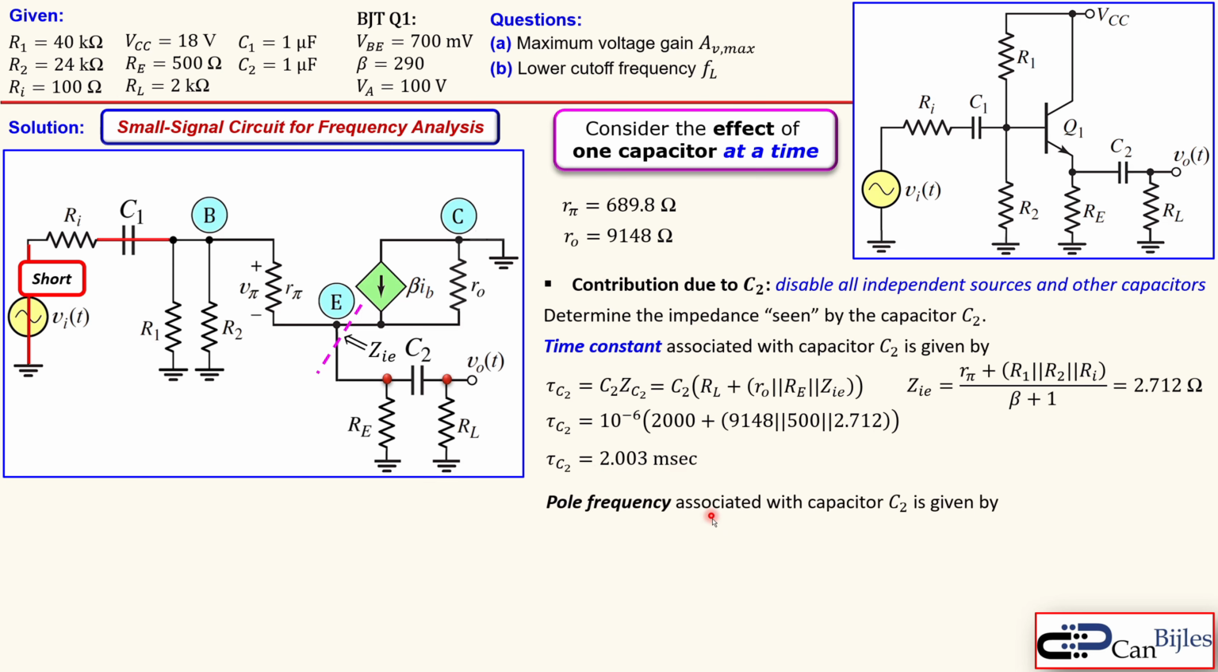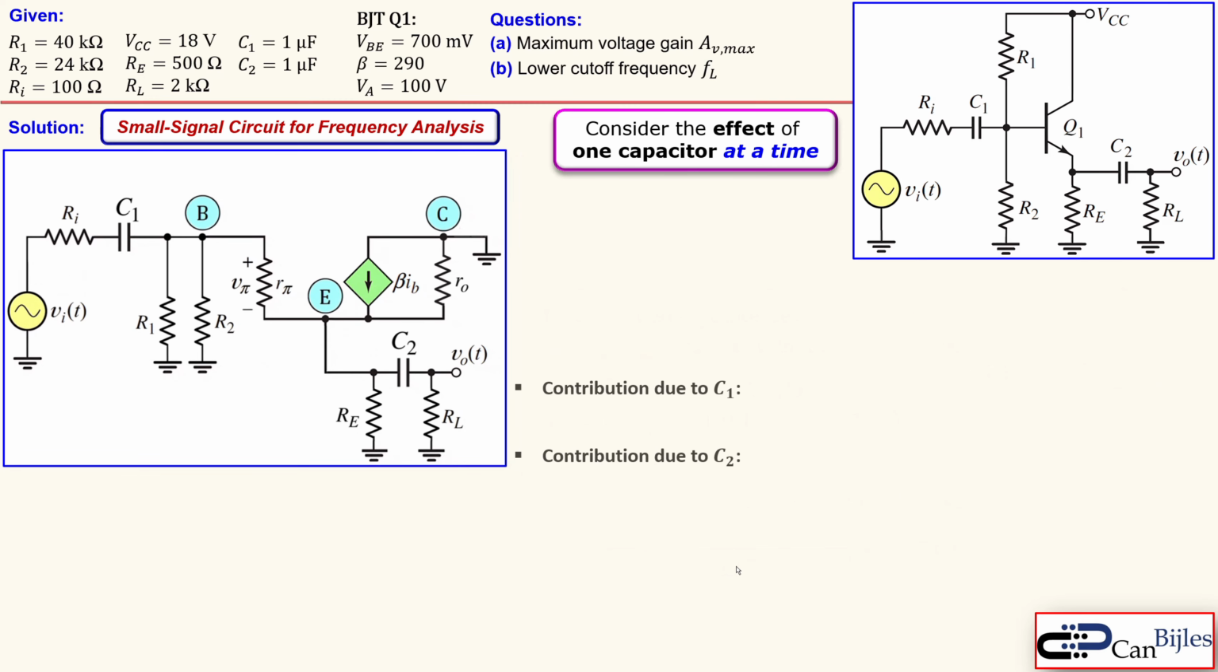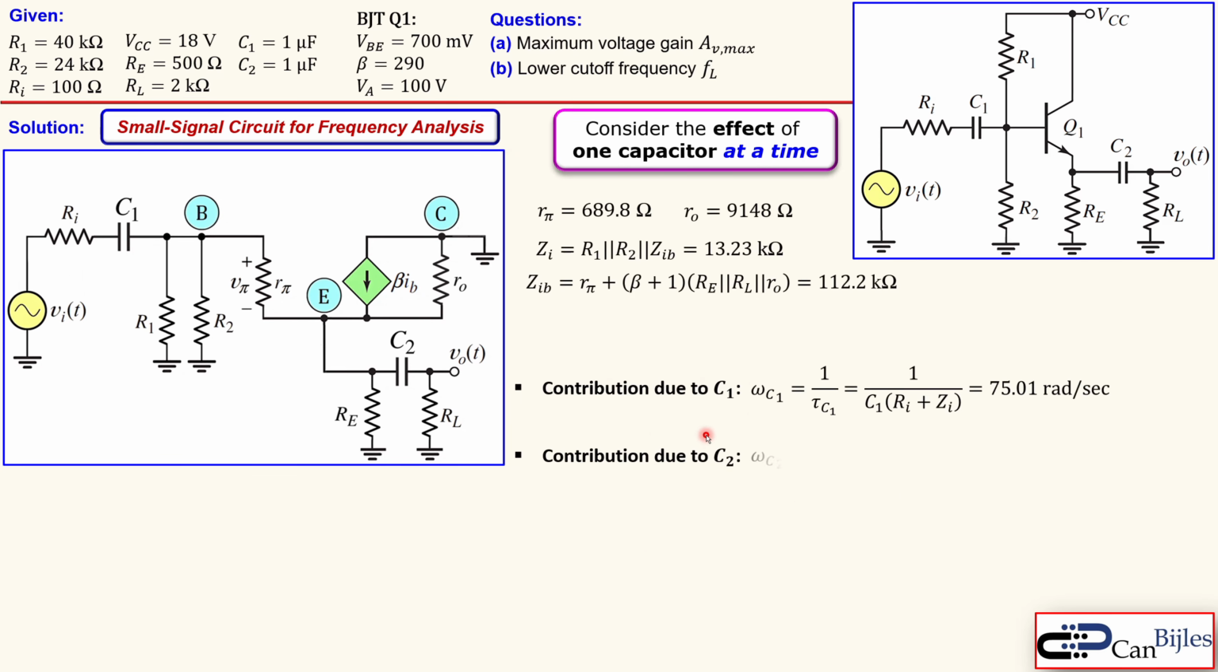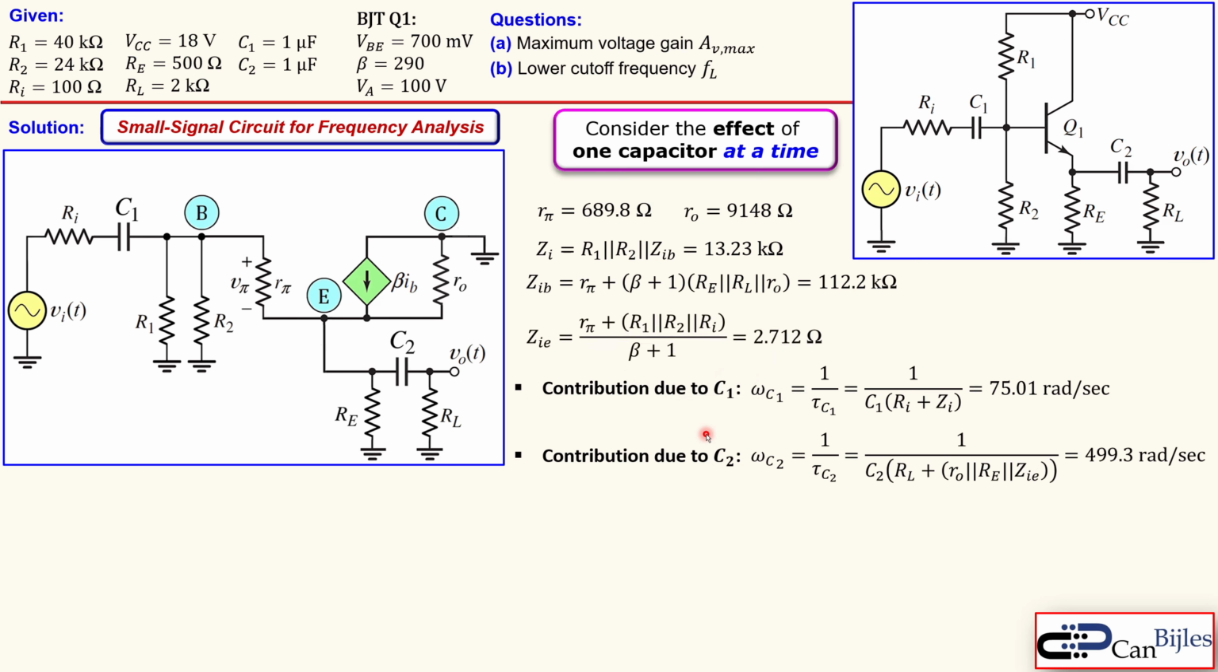Again, the pole frequency associated with this capacitor C2 is given by 1 over this time constant, and that is almost 500 radians per second, so more precisely 499.3 radians per second. Okay, now we have all of them, the contribution by C1 and C2. So let's bring them up here, and also other values. So in summary, we have these.